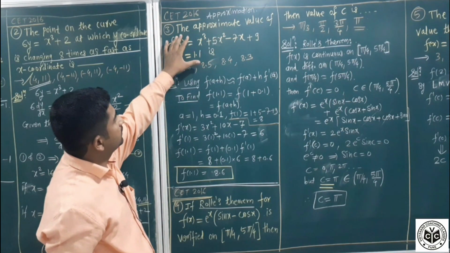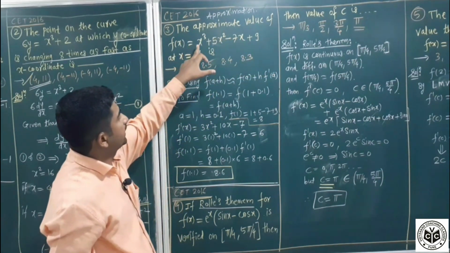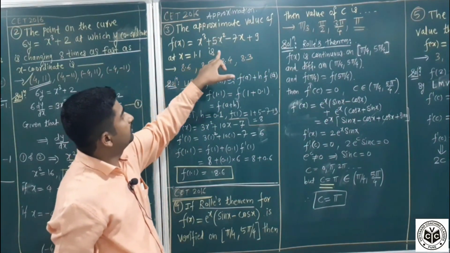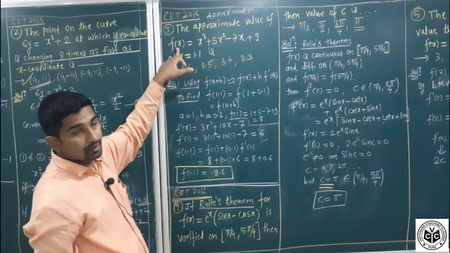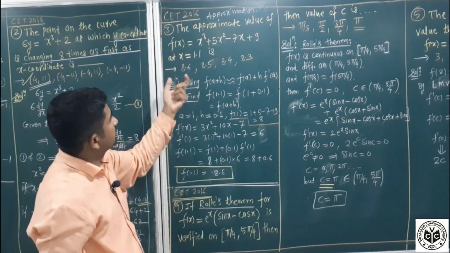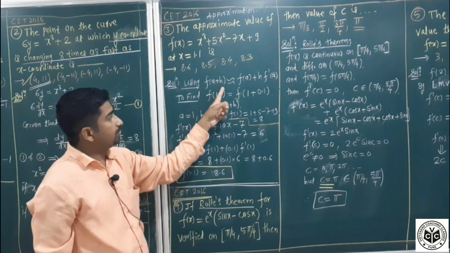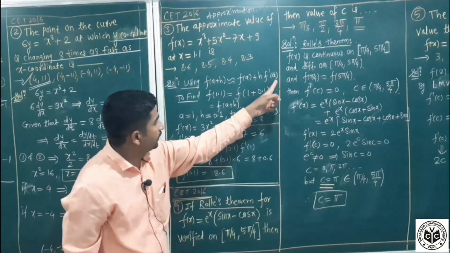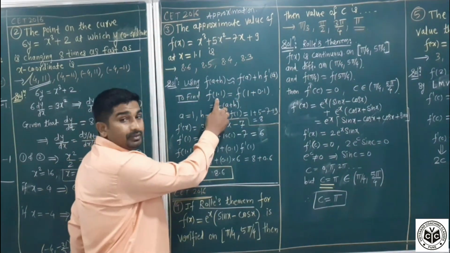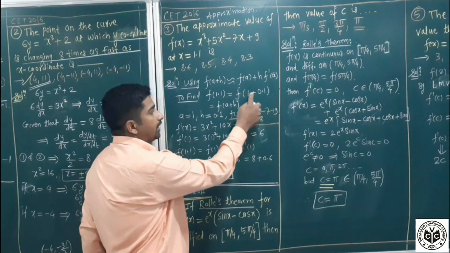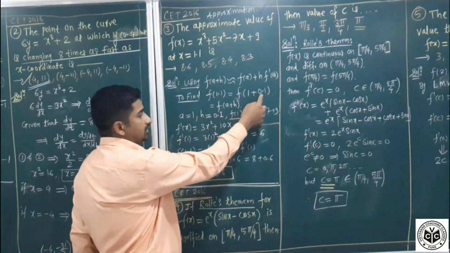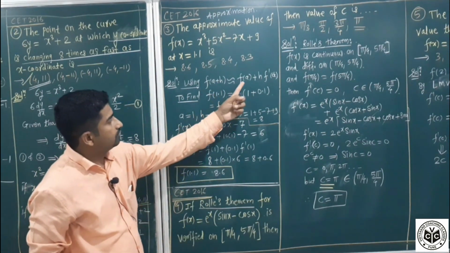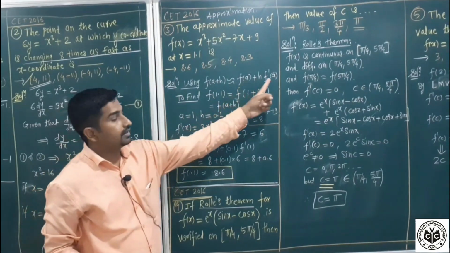The approximate value of f(x) is x cube plus 5x square minus 7x plus 9 at x is equal to 1.1. So you have to put x as 1.1. For that we can use this approximation formula: f of a plus h is approximately equal to f of a plus h f dash of a. So 1.1 can be written as 1 plus 0.1. So my a is 1 and h is 0.1. So for this formula, what is your requirement? f of 1, a is 1, f of 1 and f dash of 1.